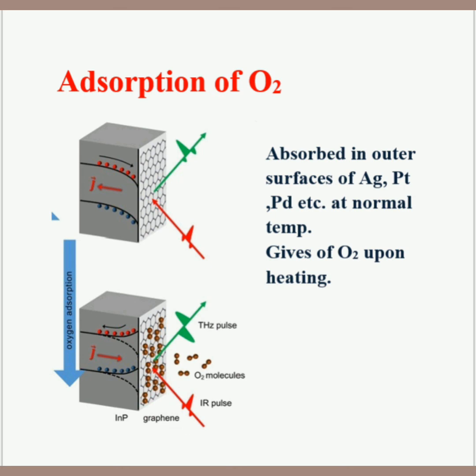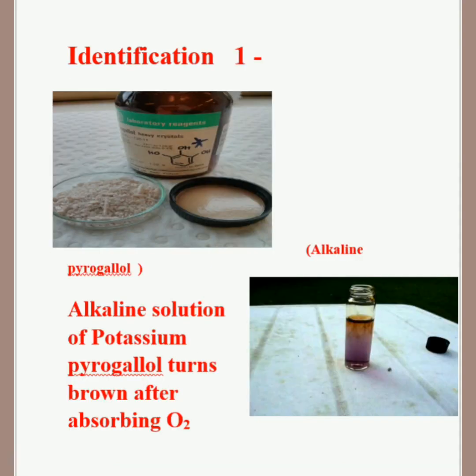Coming towards the end of our tour, let us now discuss some of the identification reactions of oxygen. There are several identification reactions of oxygen, and we are to discuss the first, the alkaline solution of potassium pyrogallol. Well, the alkaline solution of potassium pyrogallol is colorless, which upon absorption of oxygen turns brown as shown in the figure. So this is one of the identification reactions of oxygen.